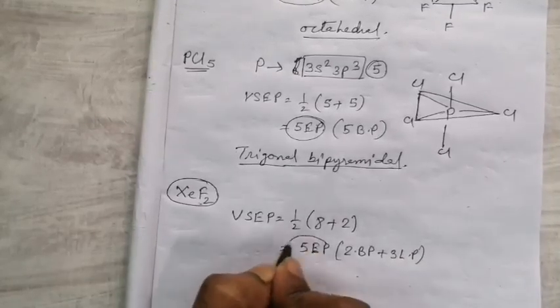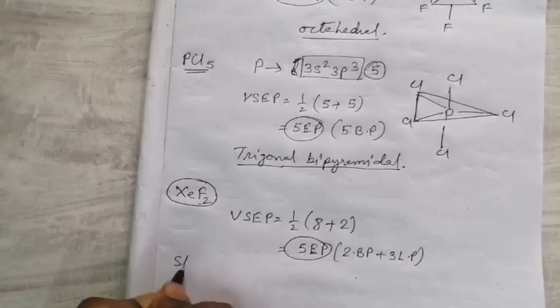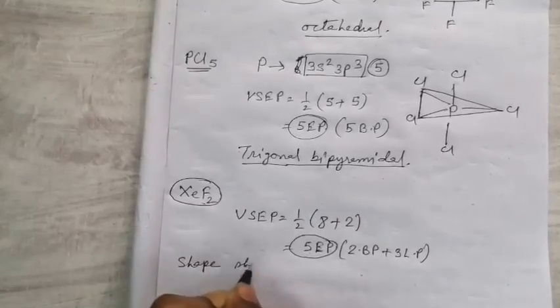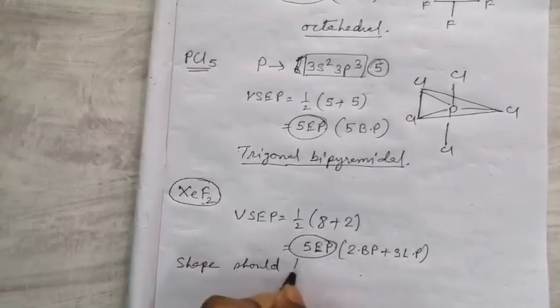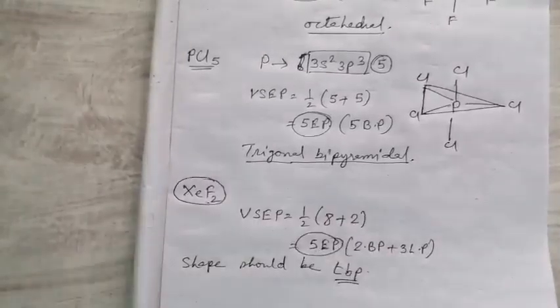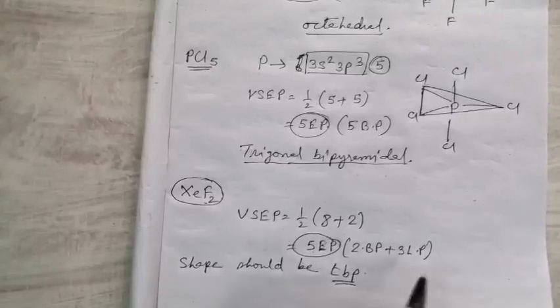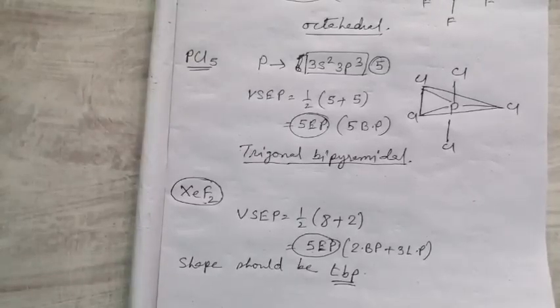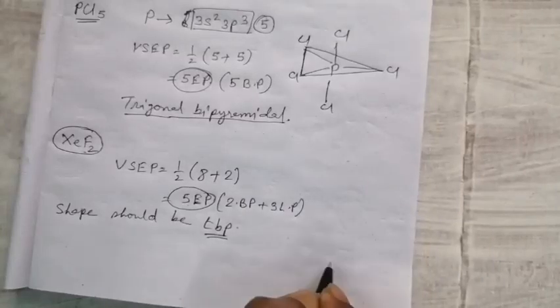Now when 5 electron pairs are there, the shape should be what? TBP, that is trigonal bipyramidal, this shape. But due to lone pairs, the shape will definitely change, as we have already seen. So let's draw the shape of the molecule.